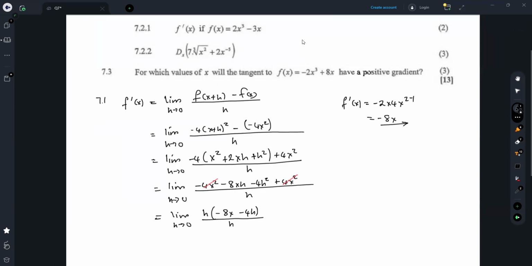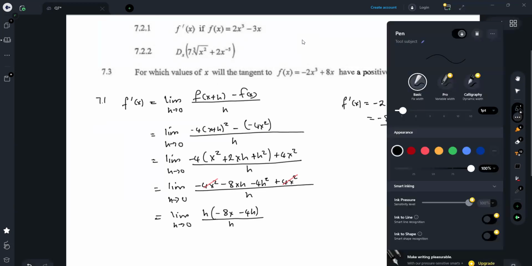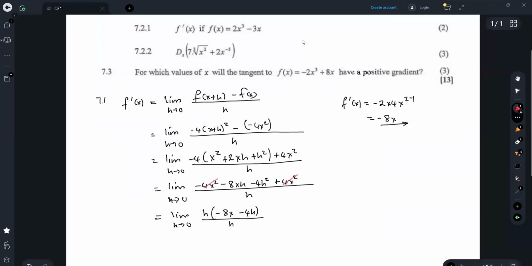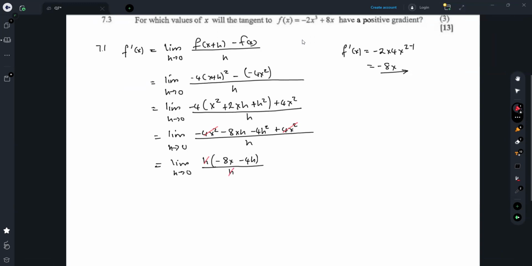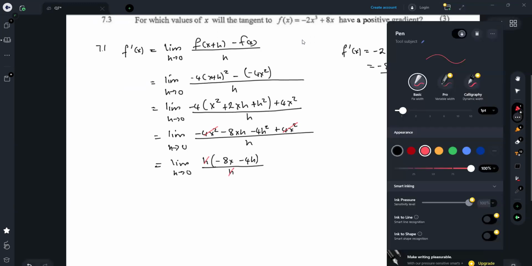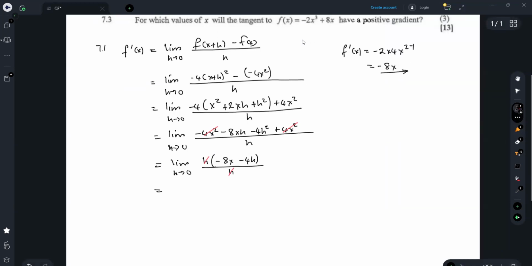Close, divide. So now you see that there's an h in the numerator that must always cancel out an h in the denominator. In most cases, you'll see that that should happen. So now what are we left with here? We're left with the limit as h approaches 0 of the function negative 8x minus 4h.